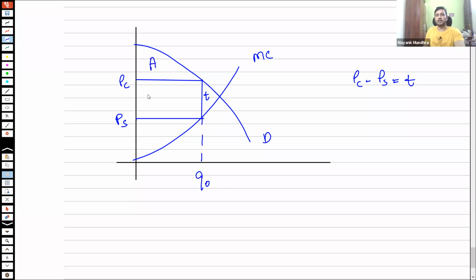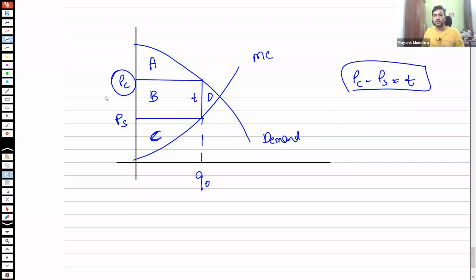So the areas are A, B, C, D. Okay. So PC is the price which consumers pay. PS is the price which suppliers get. So for example, Domino's sells a pizza at 100 rupees. You pay 118 rupees because you're paying taxes of 18%. So the price consumers pay you can imagine as 118, but Domino's only takes 100 rupees. The remaining difference, 18 rupees, goes to the government as tax.